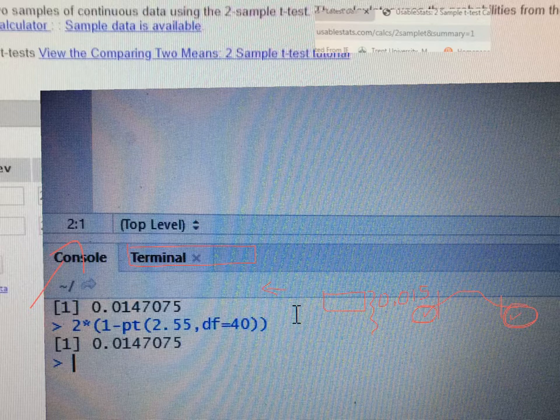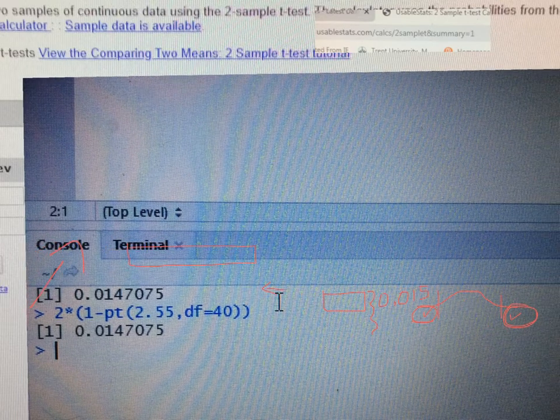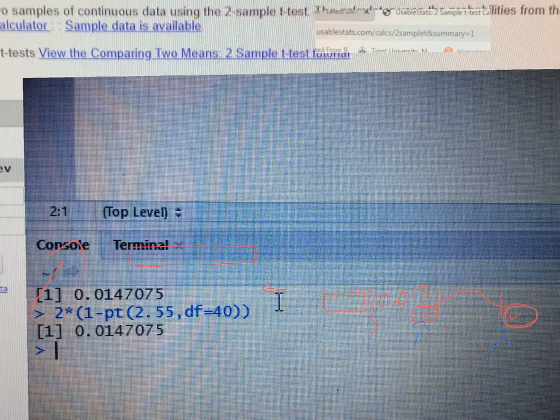So the code that I used is 2 times the 1 minus pt. Because if it's a two-tailed test, we multiply it by 2 so that it gives us our percentage here and here, okay? And so I put in the 2.55, because it won't take any more than 2 decimal places. I used a degrees of freedom of 40 because using 19 just didn't work. The 40 comes from the 42. I'm subtracting 1 from each group.